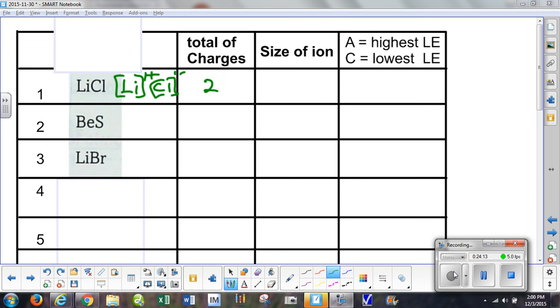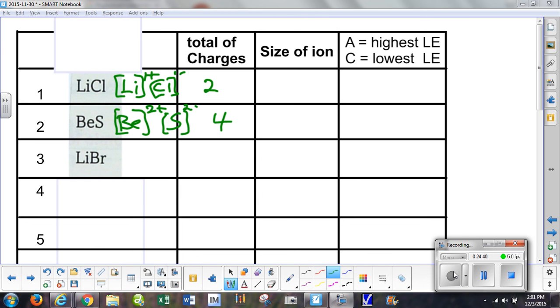Good job, Moira. Armand, you're on. What's the charge value for beryllium sulfide? And sulfur is what? 2 minus. Okay, so what's our charge value? 4. Okay. And Mohammed, you're on.